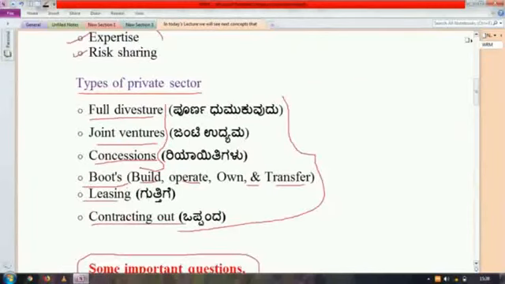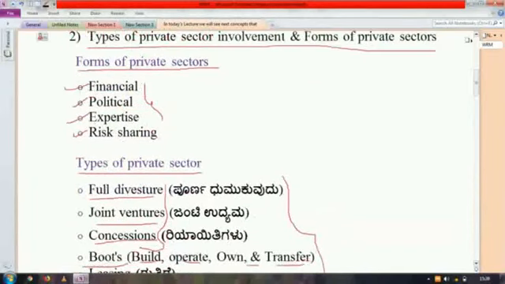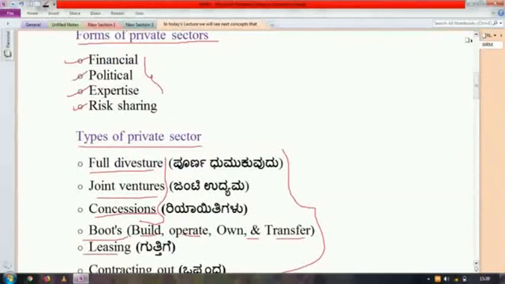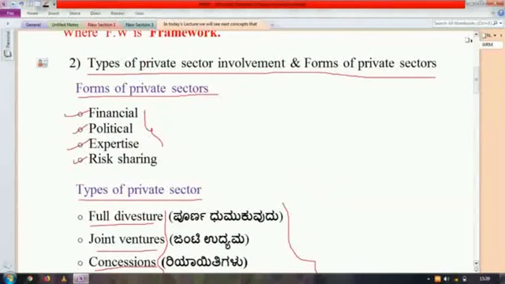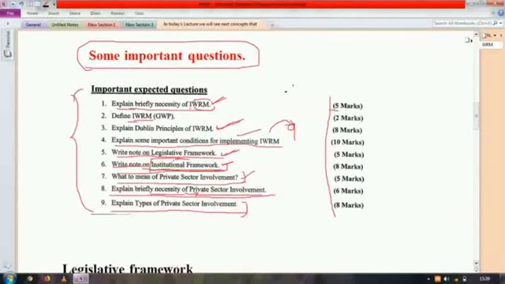Then the last question is: explain types of private sector involvements. Types of private sector involvements: full divestiture, joint ventures, then concession, BOOT, leasing, contracting. You need to explain all these terms. Here the forms of private sector involvement are financial, political, expertise and risk sharing. So these 9 important questions are listed here. You need to practice them and consider them as the assignment work for module number 3.